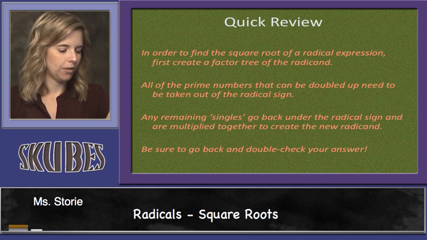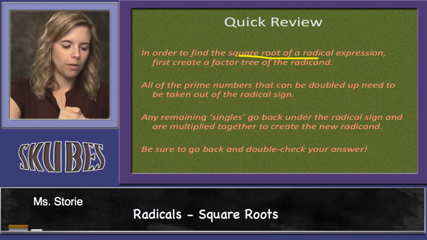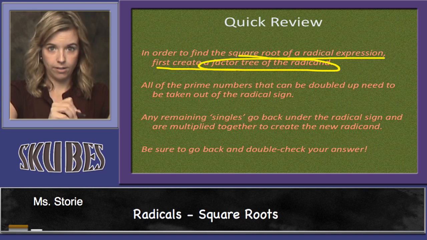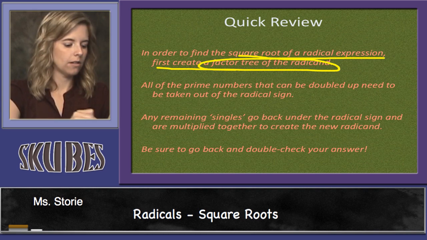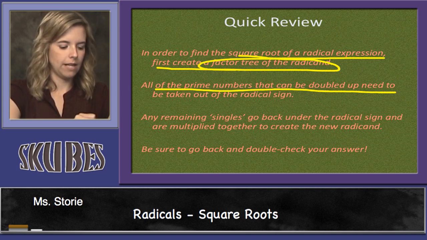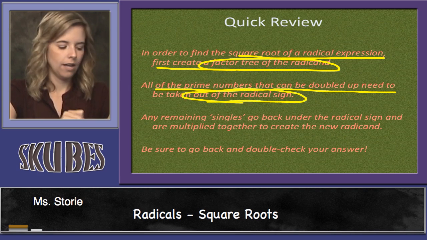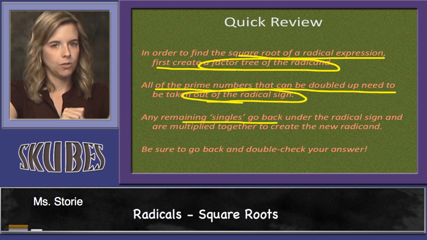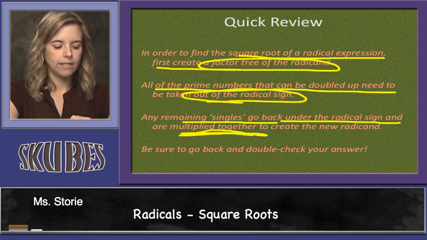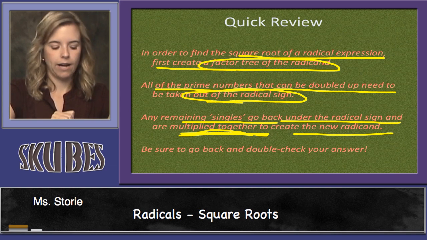Okay, so let's do a quick review. In order to find the square root of a radical expression, first we need to create the factor tree of whatever is under the radical sign, which is the radicand. All the prime numbers that can be doubled up in pairs need to be taken out of the radical sign, and any remaining singles, the ones who couldn't find a pair, have to go back under the radical sign. Any of them get multiplied together under there, and they create the brand new radicand.